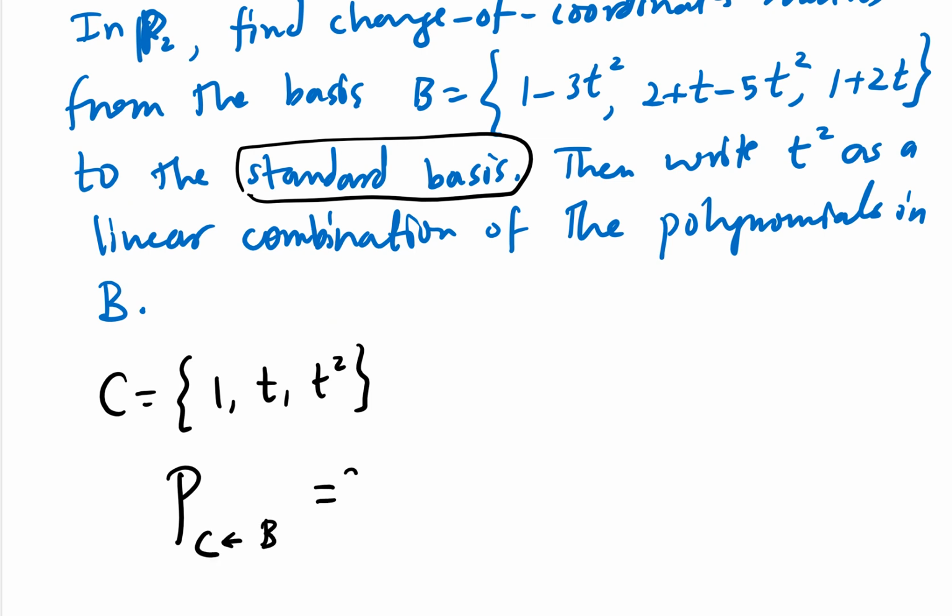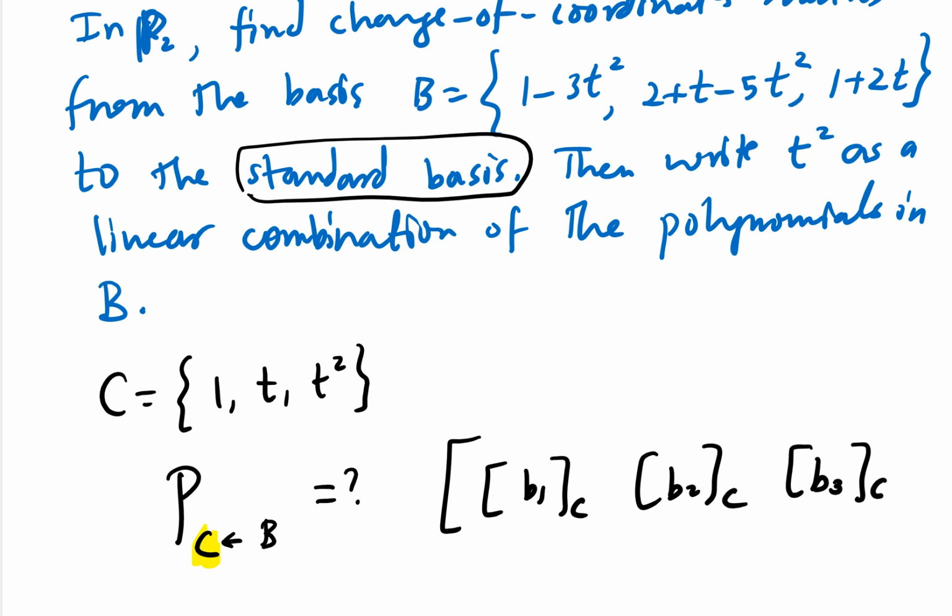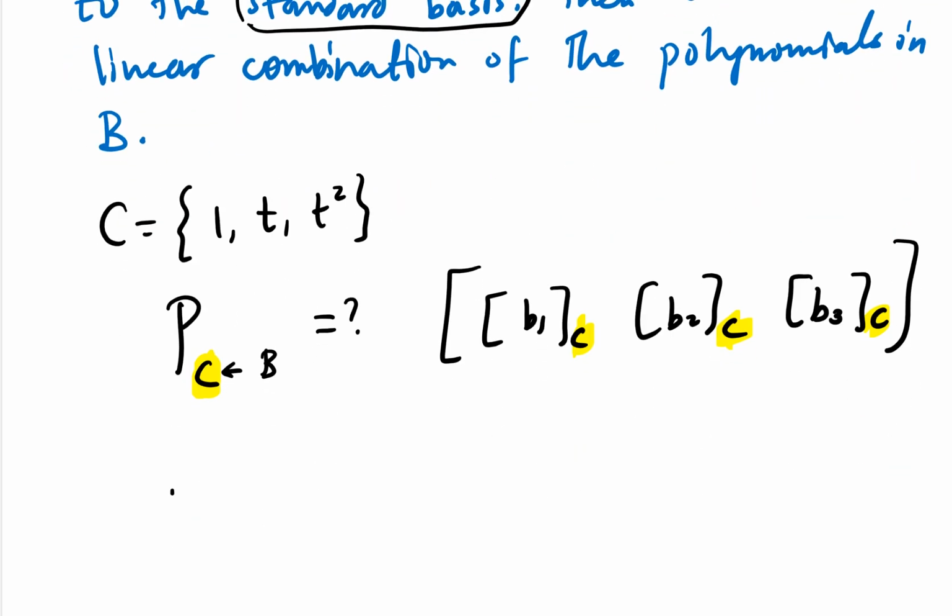Again, how to do this? We start with, since it's to C, C goes outside. So it's going to be [B1]C, [B2]C, [B3]C. So if we have B to C, the outside is C, inside B. And how do you do this? Very easy. Watch how we find this.